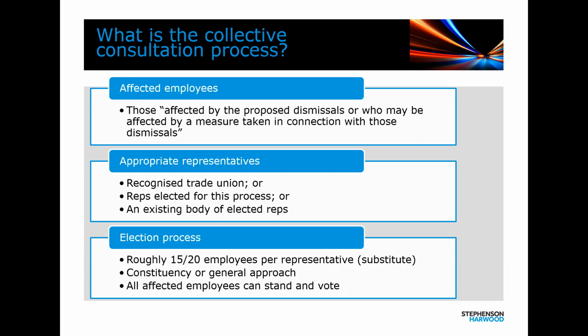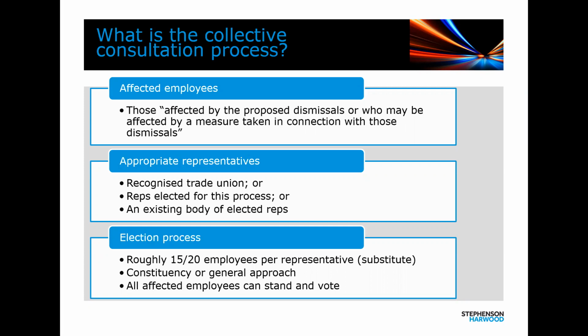Appropriate representatives. So who are these? Well, this could be a recognised trade union if you have one. Don't worry if employees are members of a trade union, but the union isn't recognised. You wouldn't need to bring the trade union into this exercise at that time unless you wanted to. If you don't have a trade union, then individuals have the statutory right to elect representatives to act on their behalf, or you may already have a body established to deal with this type of scenario, so an established body that has a remit to cover collective consultation.